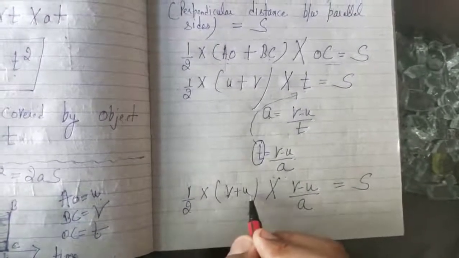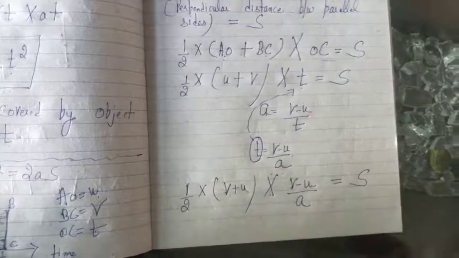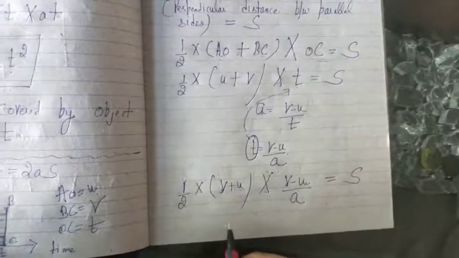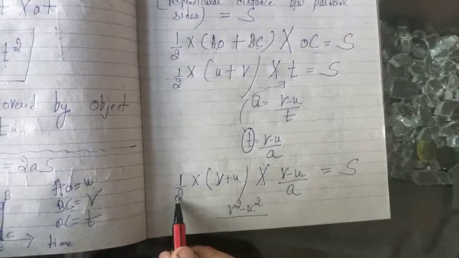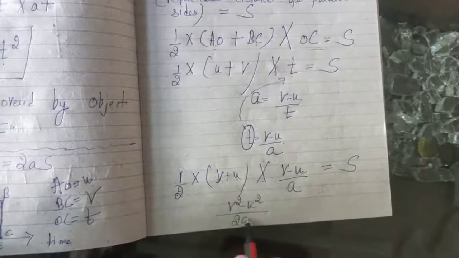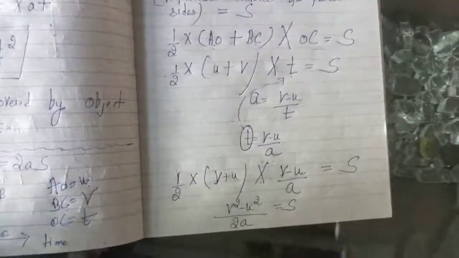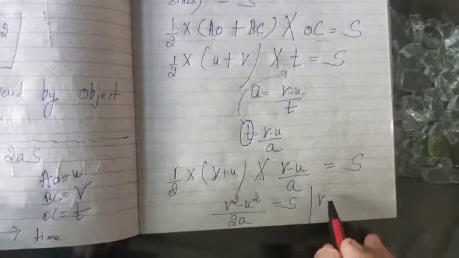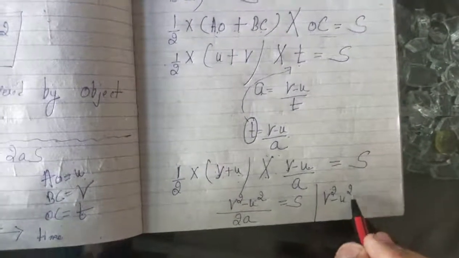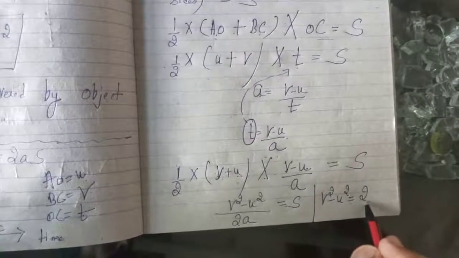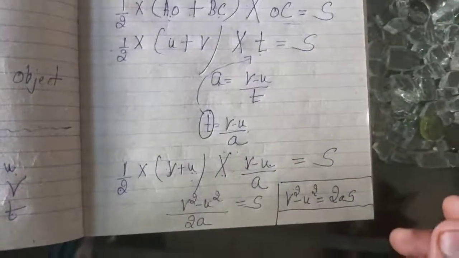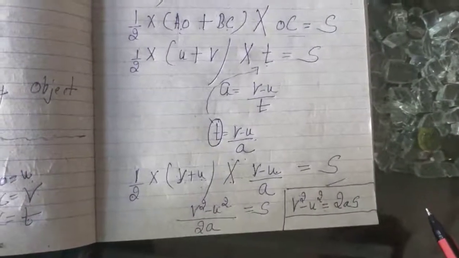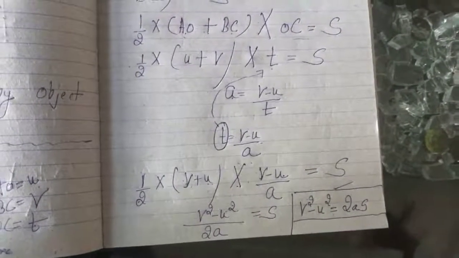So what is this? A plus B into A minus B. What is the formula of A plus B into A minus B? A square minus B square, and in the denominator, the multiplication of 2A is equal to S. So what does this equation turn to? V square minus U square is equal to 2AS, like this. So this is the third equation of motion.